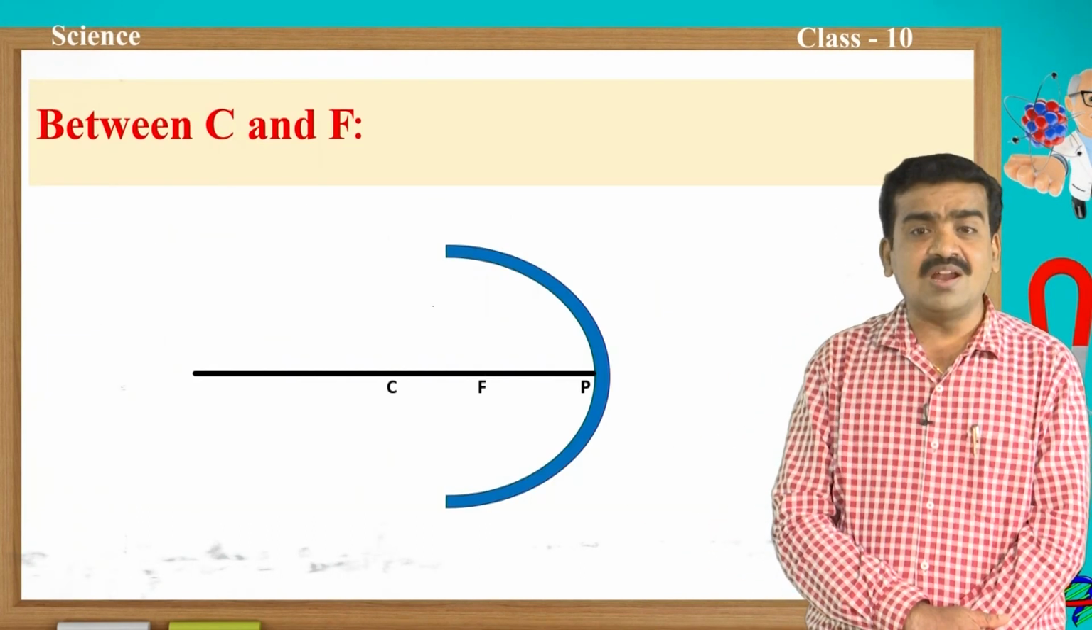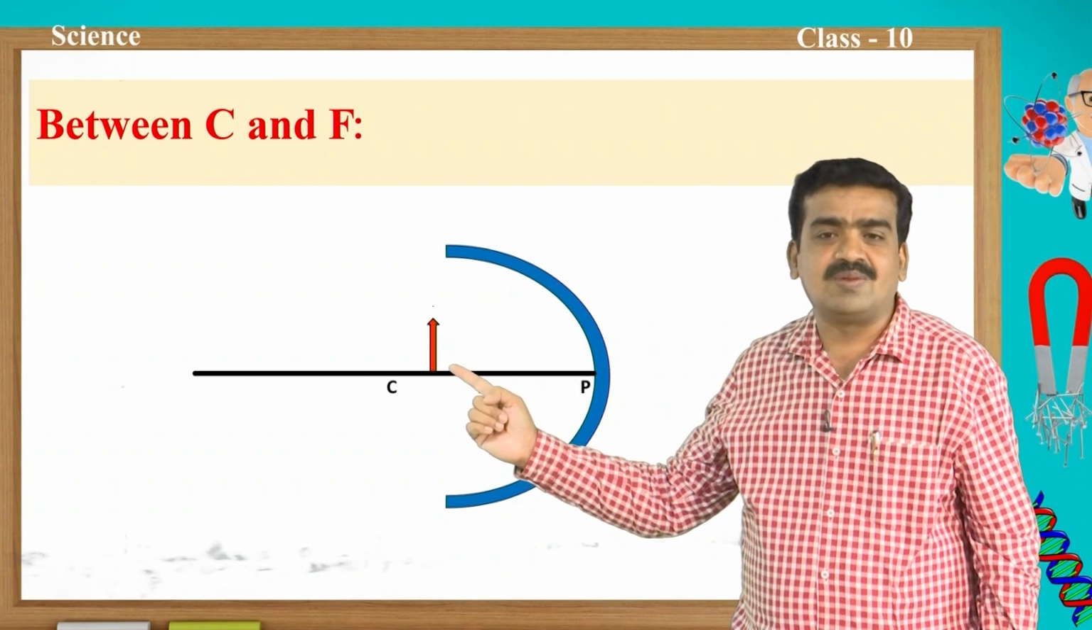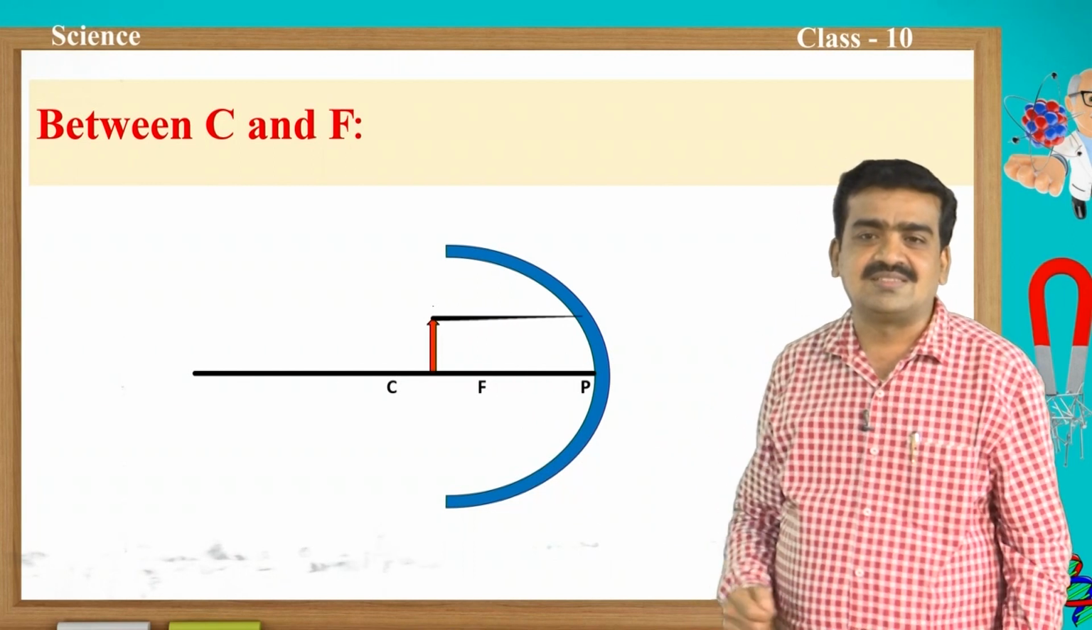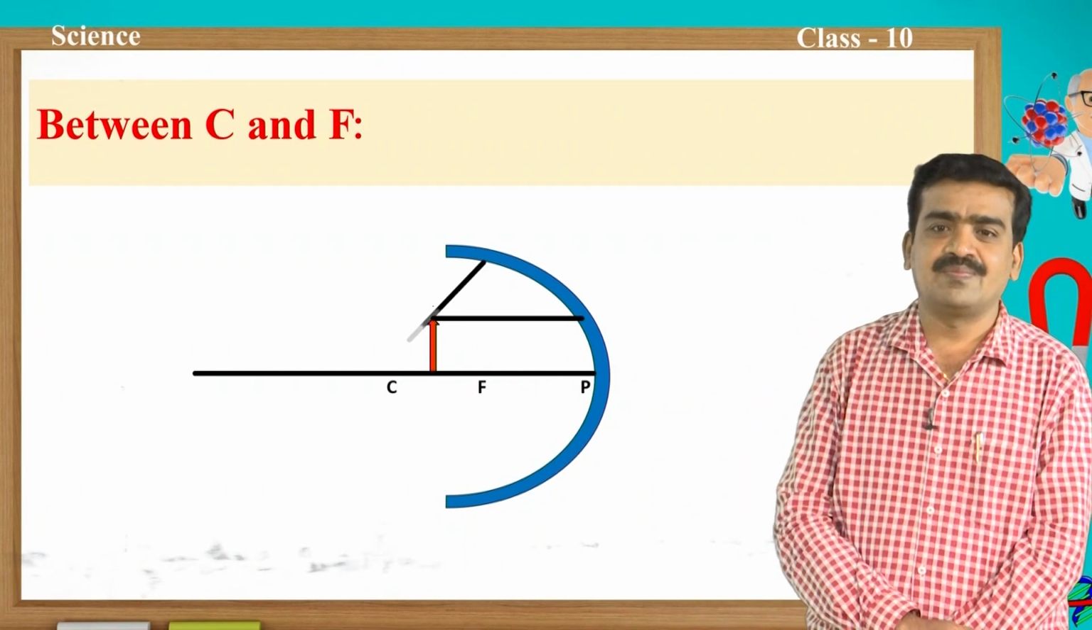Now, what happens if we place the object between C and F? See, if we place it like this, then see the ray of light which is going to be reflected from the concave mirror.